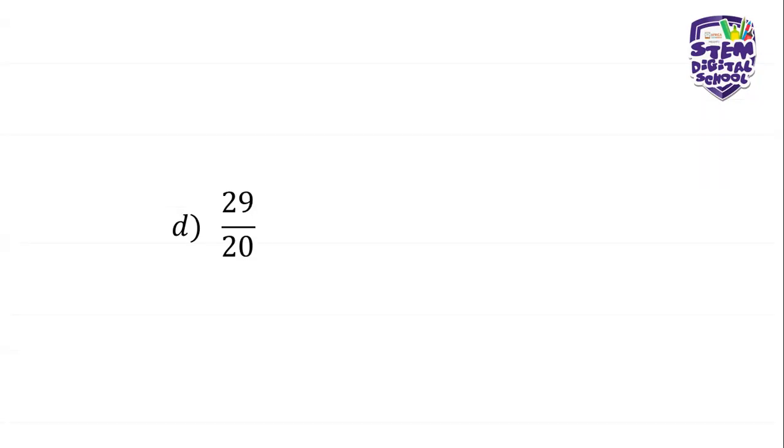So it will be 1 and then 9/20. And this simply means 20 goes once into 29, and the remainder there is 9. So you've got 1, which is the whole number, and the fraction 9/20. All right. So that is D for us, and it should be 1 and then 9/20.